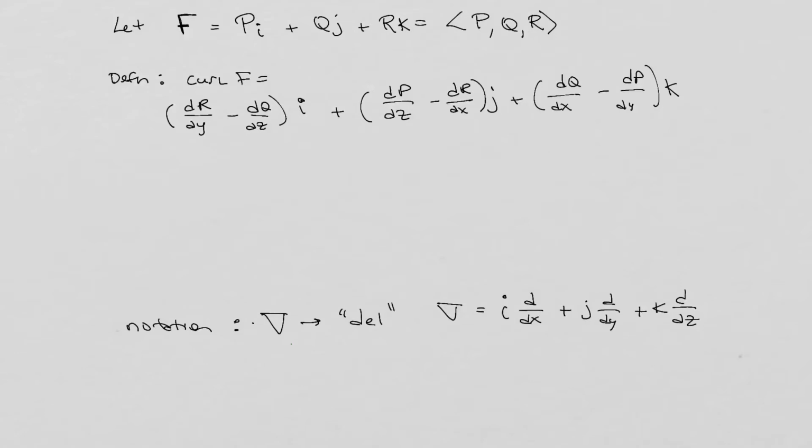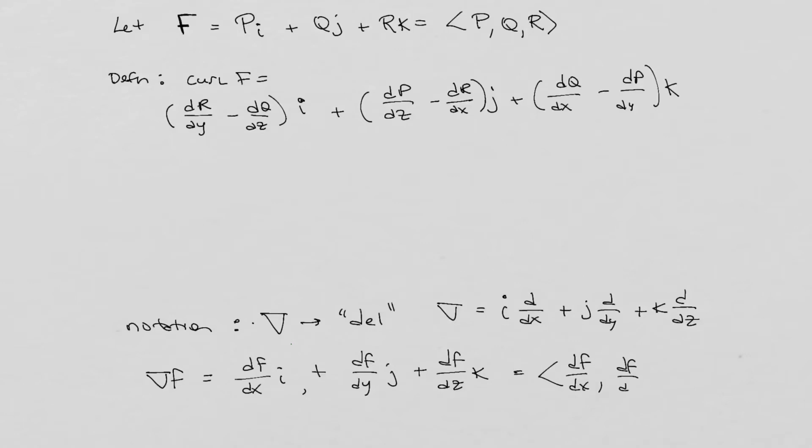If I wrote out del f like this, then that would be the derivative of f with respect to x in the ith component, plus the derivative of f with respect to y in the jth component, and the derivative of f with respect to z in the kth component spot there. Or if you like this better as a vector, the derivative of f with respect to x, with respect to y, and with respect to z. So that is what we're going to call del f.